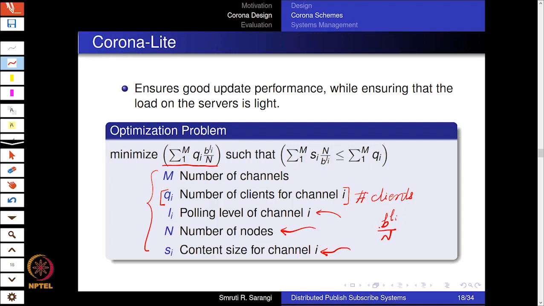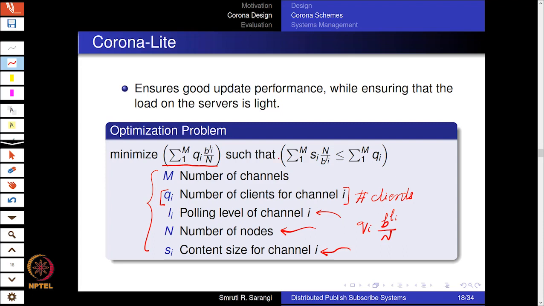And this we are weighting with the number of clients for channel i, right? And so we want to minimize this quantity, which is the weighted sum of the update detection time. Let me repeat that. This quantity is the weighted sum of the update detection time, where the weight is the number of clients for channel i. We want to minimize that.